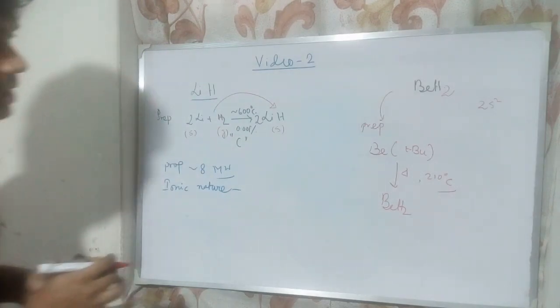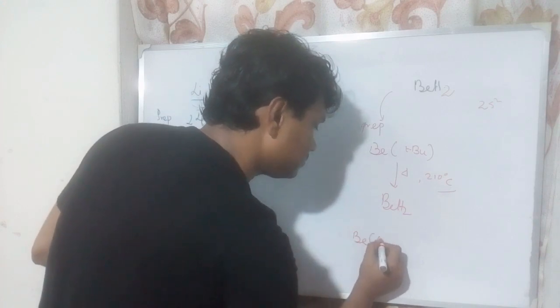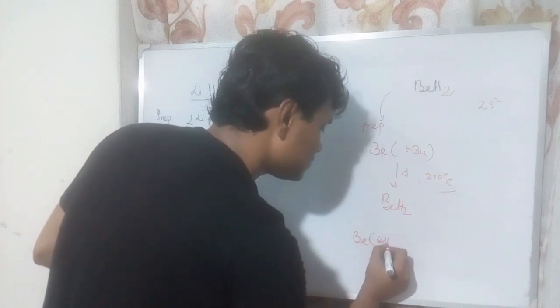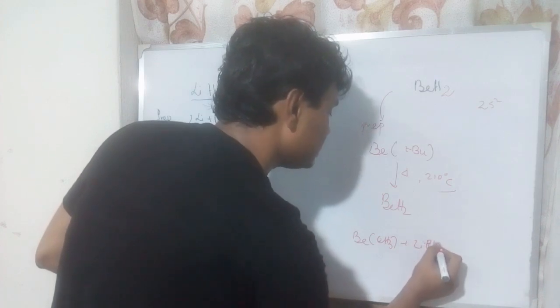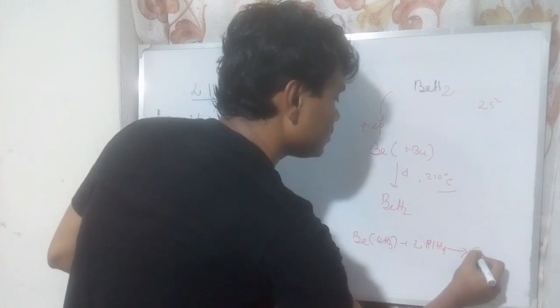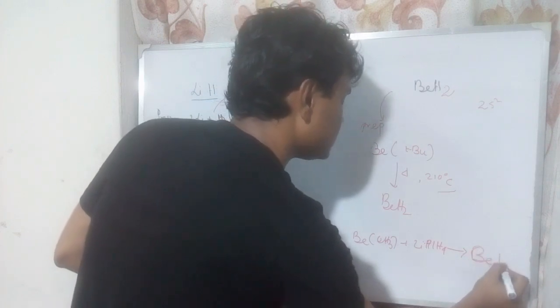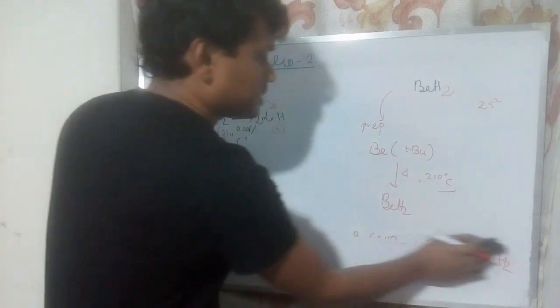Additionally, it could be prepared from dimethyl beryllium plus lithium aluminium hydride, which will eventually produce beryllium hydride. Okay, so this is the preparation.